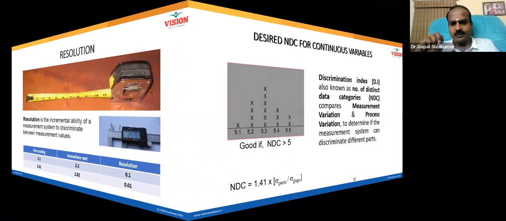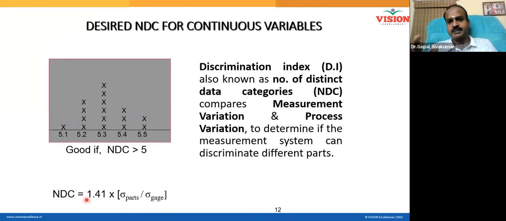The resolution plays an important role, right, in categorizing your range of readings. See here, your readings are going to vary from 5.1 to 5.5. An equipment with a resolution of 0.1 will help you to categorize your readings into 5 different types, isn't it? All the readings will either be 5.1, 5.2, 5.3, 5.4 or 5.5. So how many categories of readings are you able to see? 5 categories.